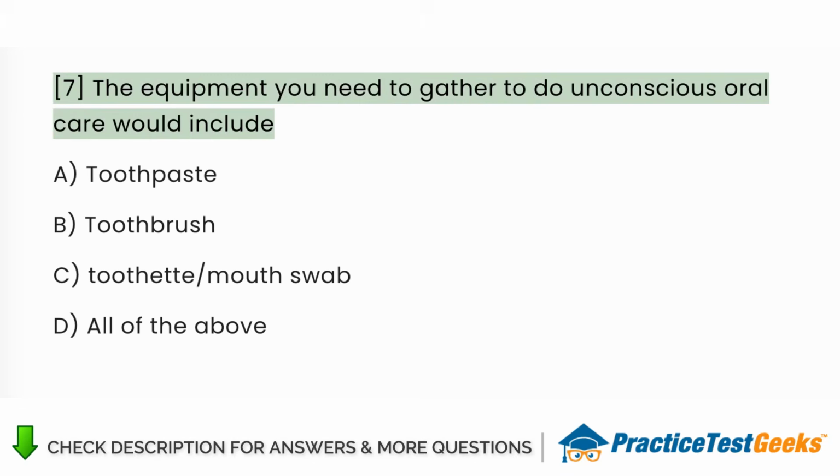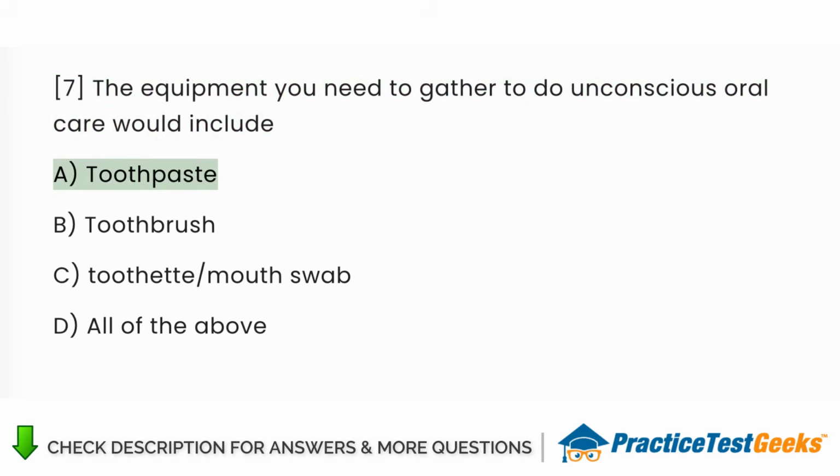The equipment you need to gather to do unconscious oral care would include A. Toothpaste. B. Toothbrush. C. Tooth mouth swab. D. All of the above.